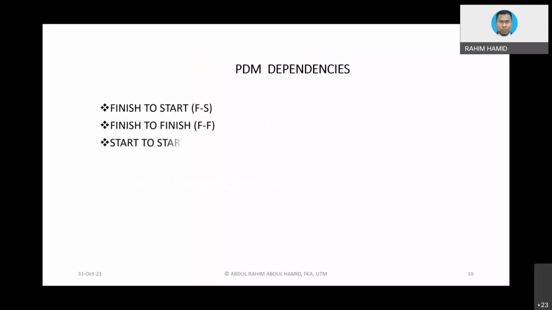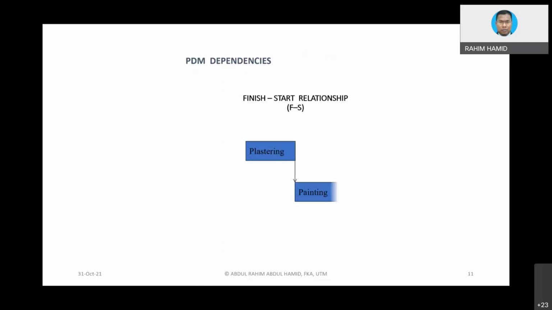Okay, now PDM dependency. I already mentioned in yesterday's slide, but now we want to zoom in again, maybe giving you an example. Finish to start relationship. Finish to start relationship means, let's say plastering is completed, then after that we start painting. Okay, we can start painting. Why? That is basically the sequence. You cannot do painting without plastering. Okay, so after plastering is completed, then painting.